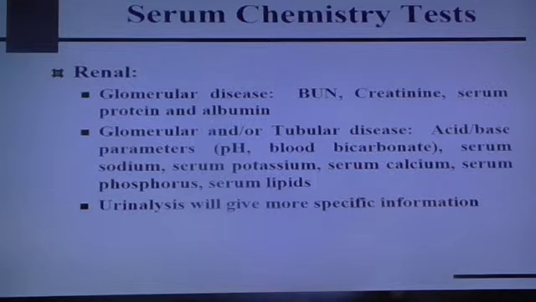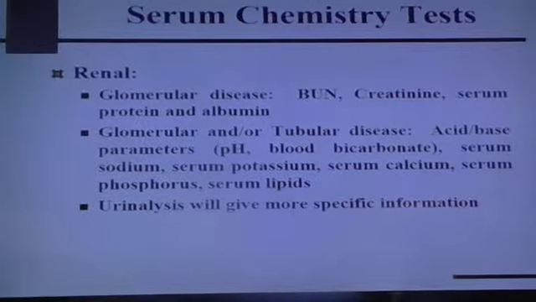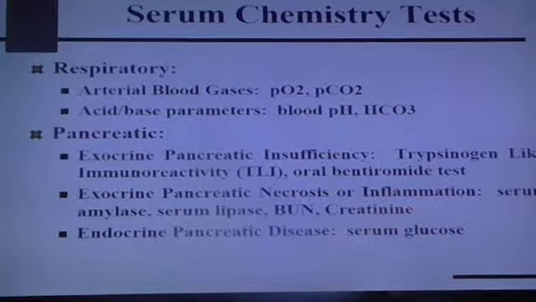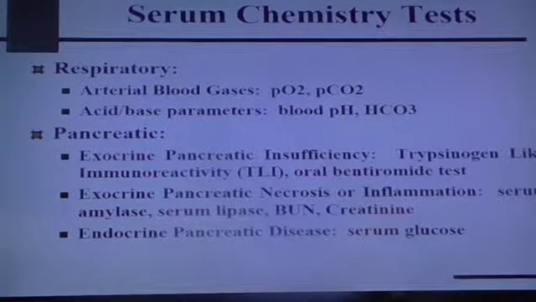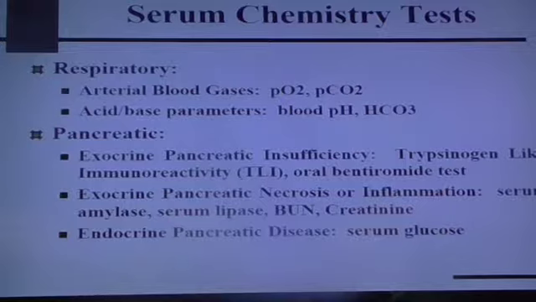And again, do we ever want to evaluate the kidney with just looking at the blood, or do you want to look at the urinalysis also? It goes back. Okay. Respiratory system. Again, arterial blood gases, PO2, PCO2, acid-base parameters. But if we're going to do this, we have to do a blood gas panel, and that's going to involve a specific instrument to do that, all right?